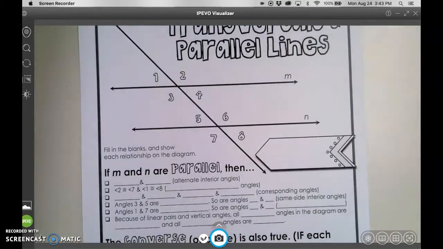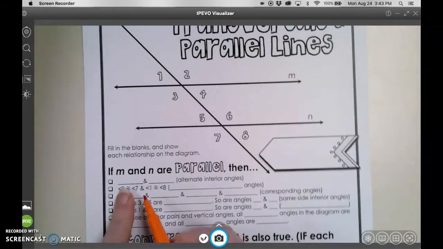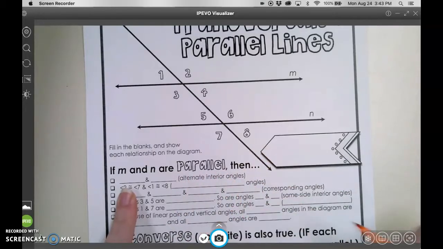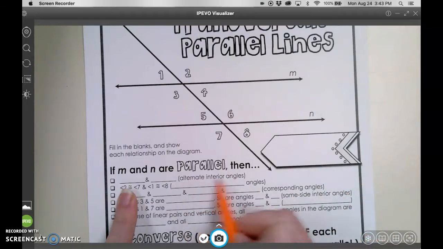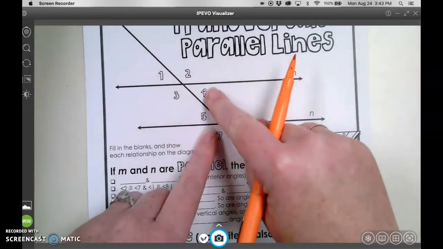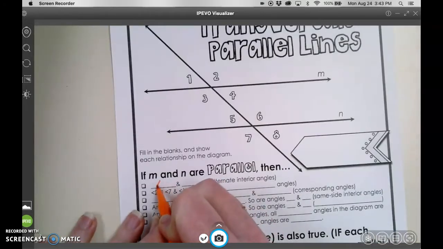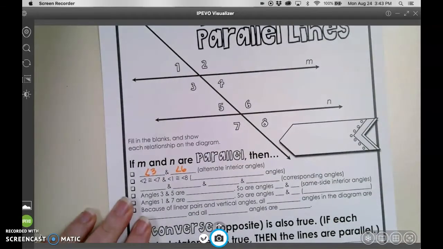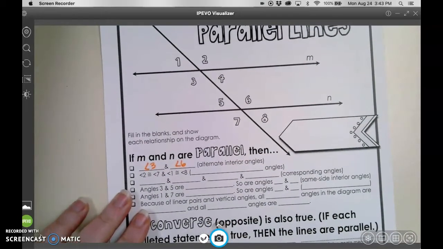you have some different blanks to fill in just to kind of review what goes with what. Okay. So if M and N are parallel, here's M, here's N. If they are parallel, then we have these supplementary and congruent relationships. So we're looking for a pair of alternate interior angles. Well, that could be 3 and 6. It could also be 4 and 5. So we're going to put angle 3 and angle 6. 4 and 5 would have been equally as accurate.